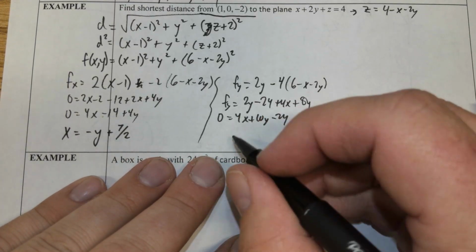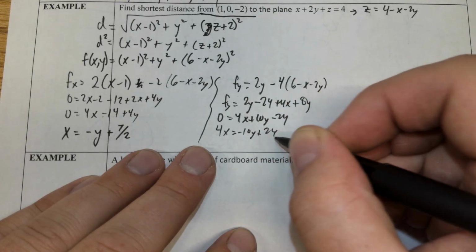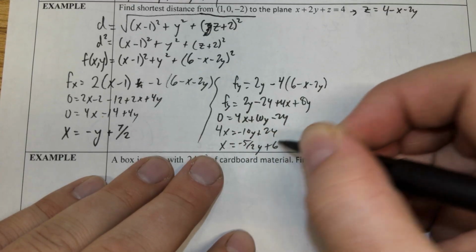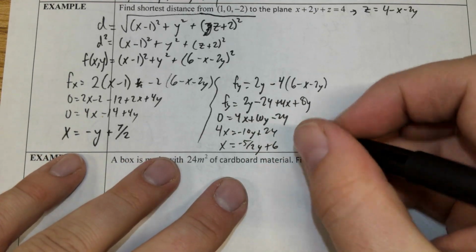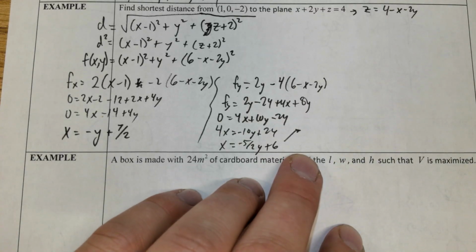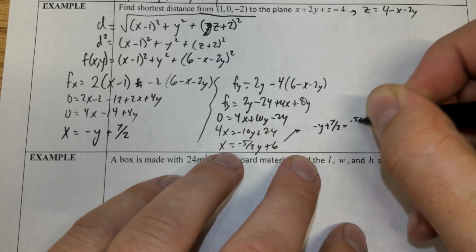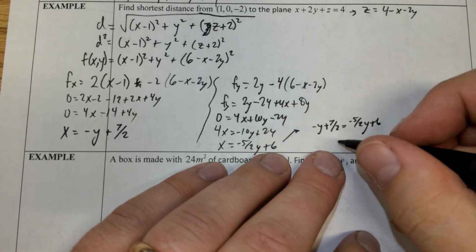Then over here I could get 4x equals negative 10y plus 24. Divide out, x is negative 5 halves y plus 6. Since these are both equal to x, I can substitute them in. I'm going to keep borrowing space down here, so I'm pretty low. This would be negative y plus 7 halves equals negative 5 halves y plus 6. I can solve this thing down.